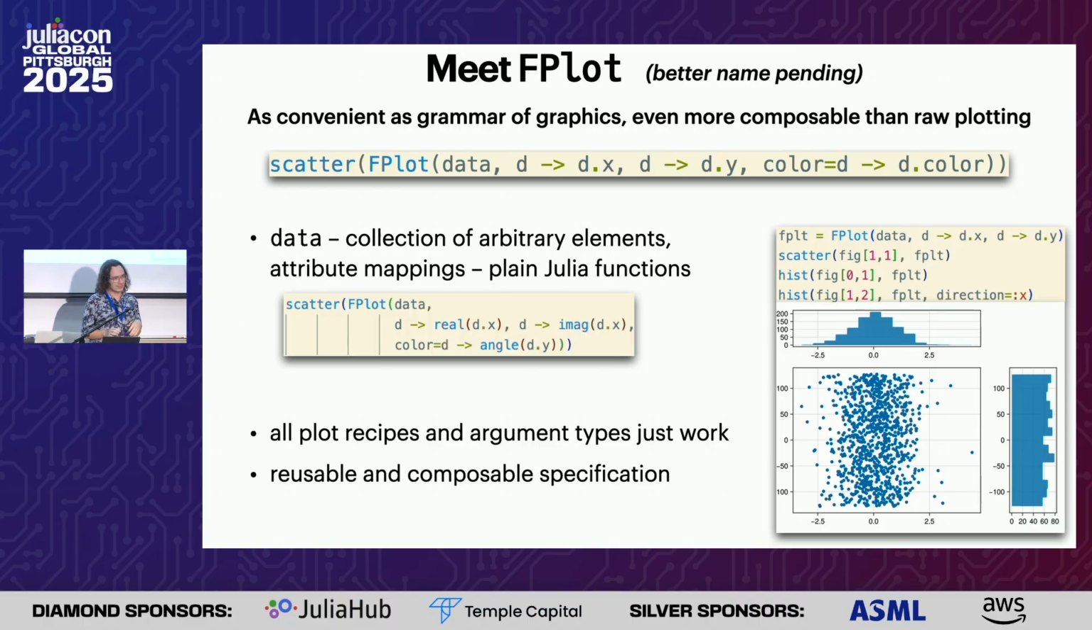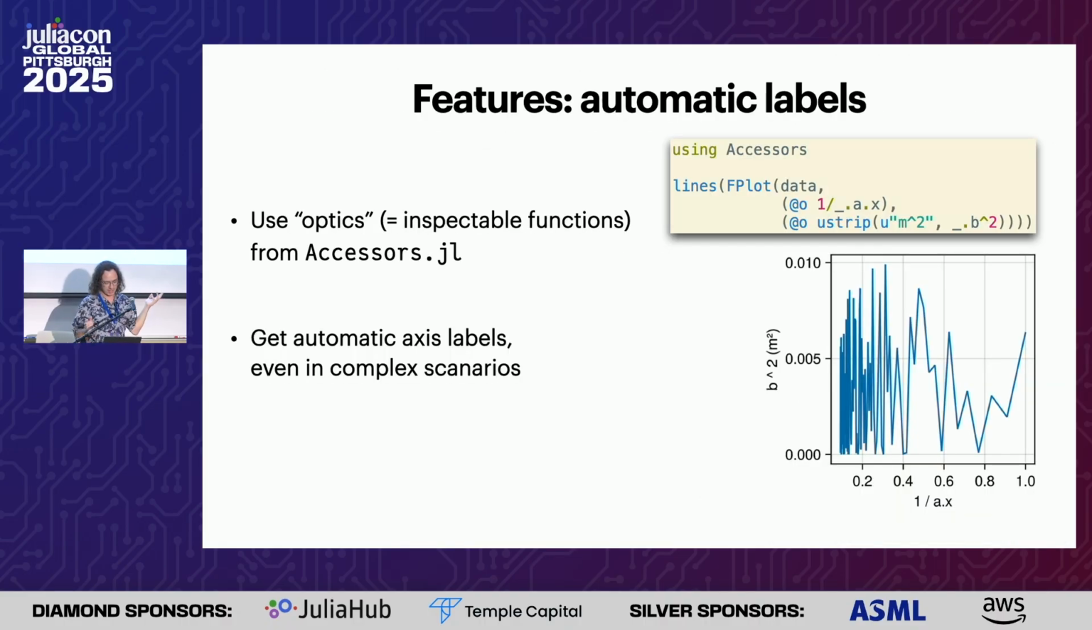Because it's built on, first of all, just native Julia composability, but second of all on Makie recipes, it gives you some neat functions almost automatically. For example, here you see that there are no axis labels. Yes, from opaque functions, you just cannot determine axis labels. But if you use so-called optics, or I would just say functions that you can inspect, they are not opaque, from Accessors.jl, it's a very popular package in Julia, you can just get your axis labels automatically.